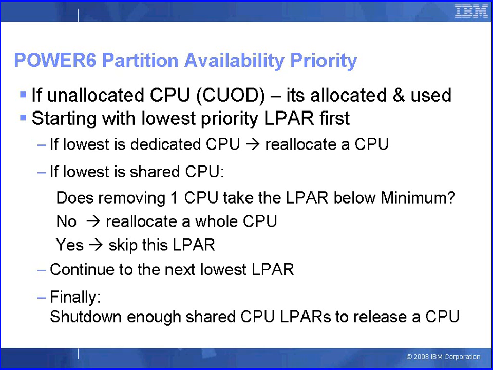If the lowest priority logical partition has a shared CPU, then what happens depends on whether taking a whole CPU out of that logical partition gets us below the minimum for that logical partition. If the answer is no, we'll go ahead and do that. If the answer is yes, then we'll skip this shared CPU logical partition and continue on to the next lowest. We carry on going through our priority list, but if we still fail to find a CPU that we can reallocate, what we'll do is shut down enough shared CPU logical partitions to release a whole CPU, and then we're okay.